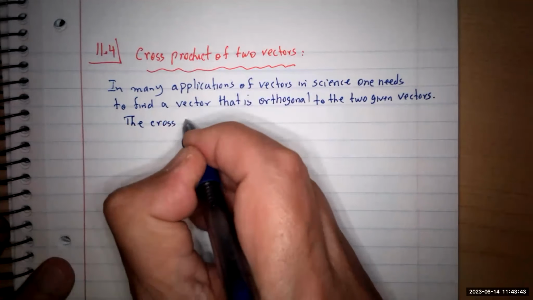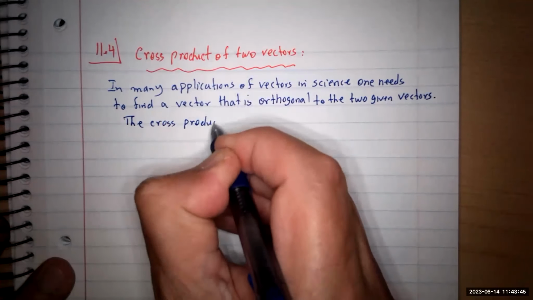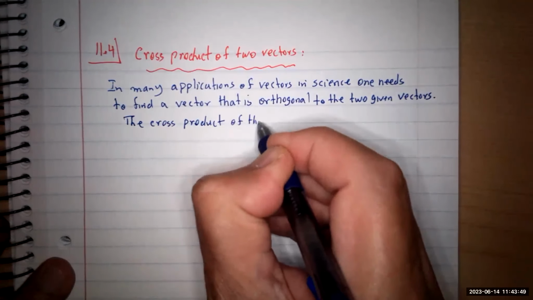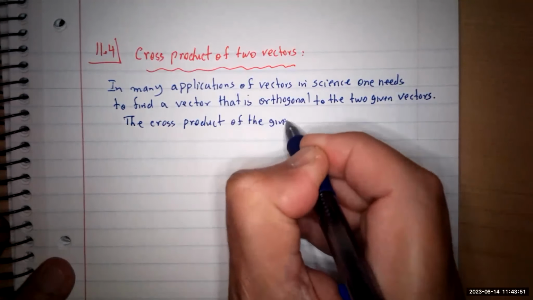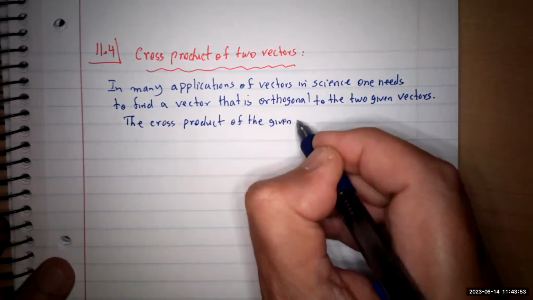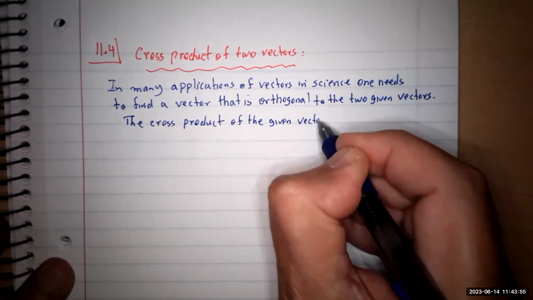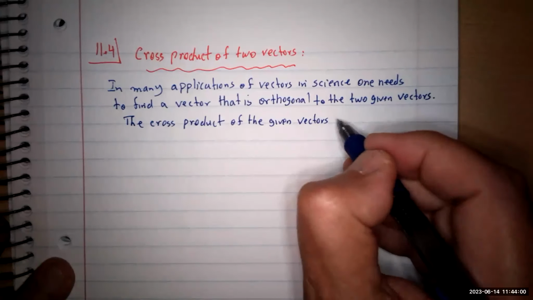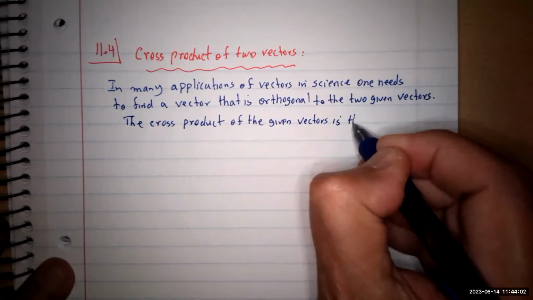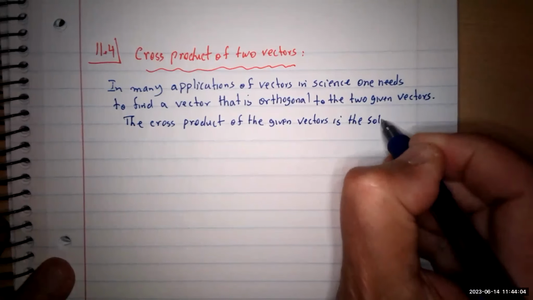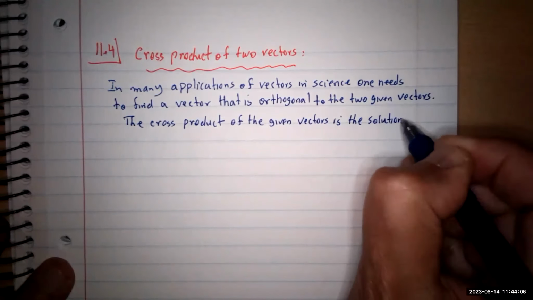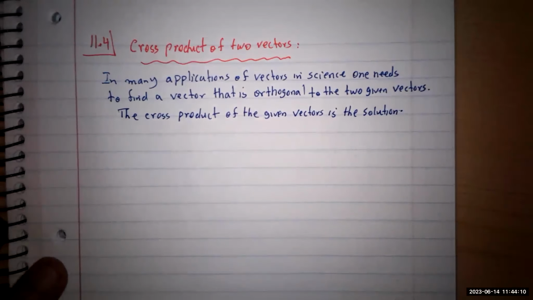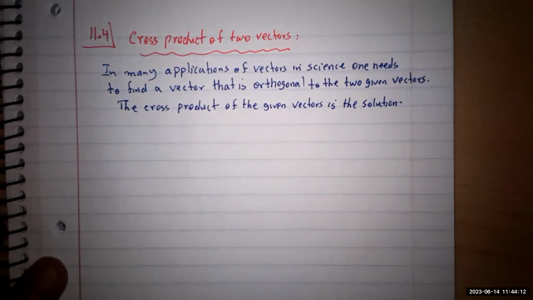So the cross product of the given vectors is going to be the answer. That is our solution. That's the main application of the cross product. There are some other geometrical applications that we are not going to be interested in.